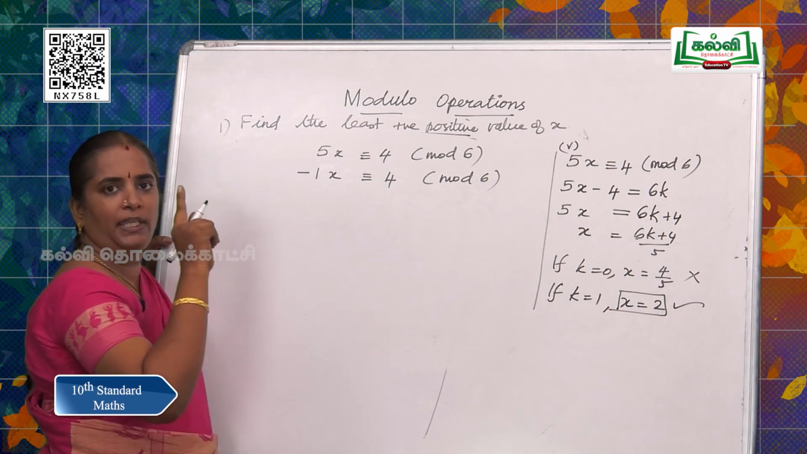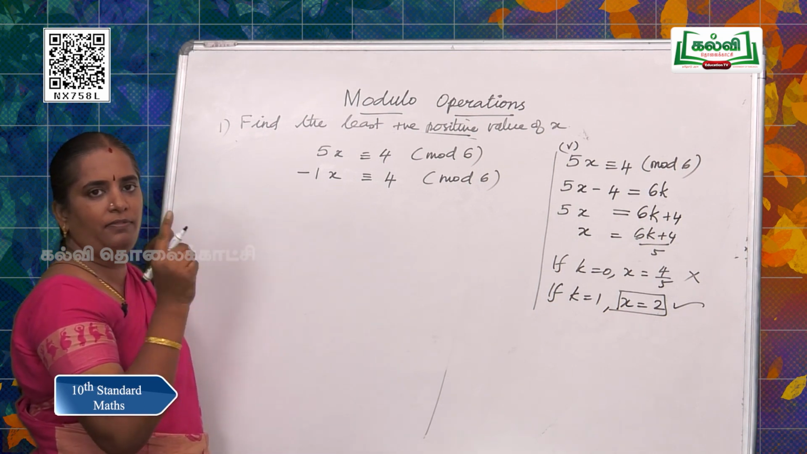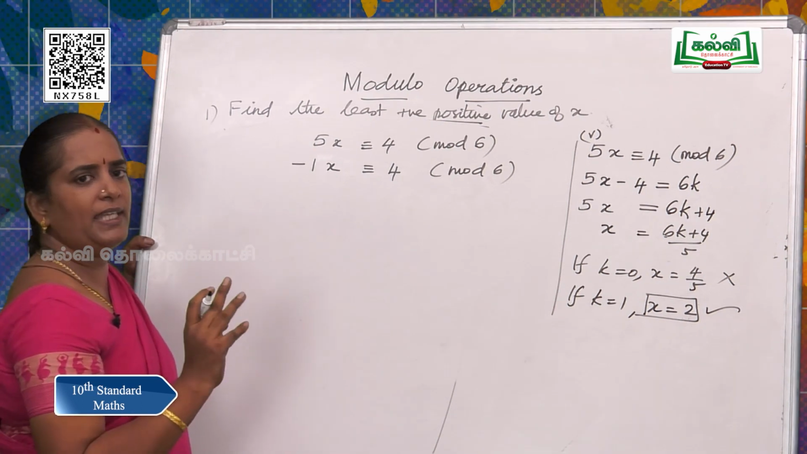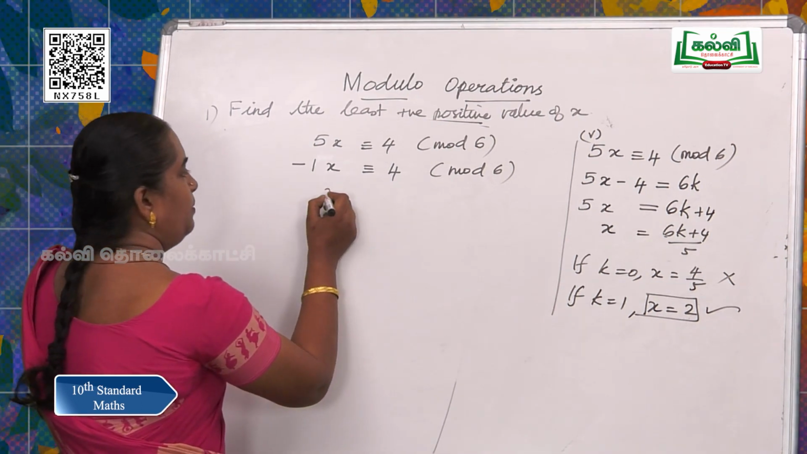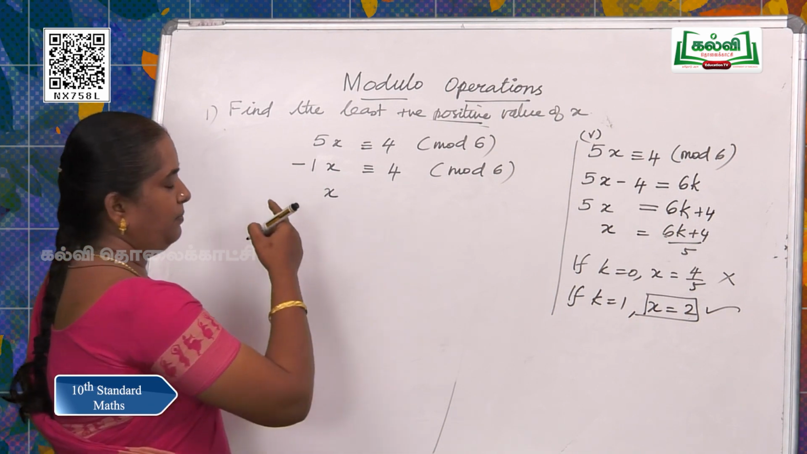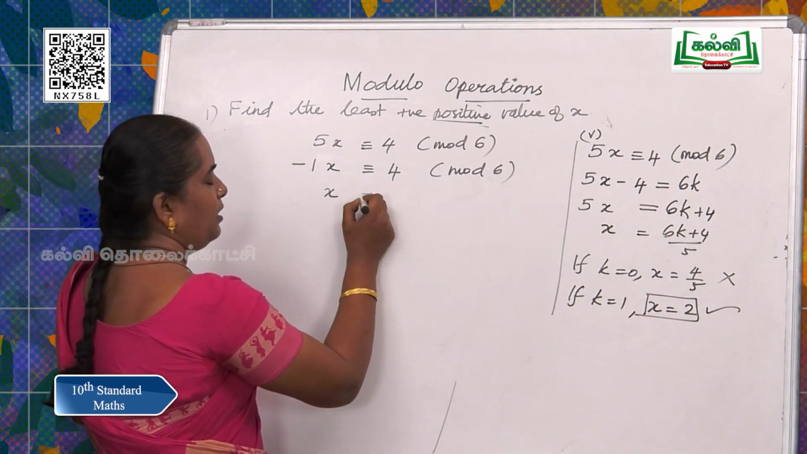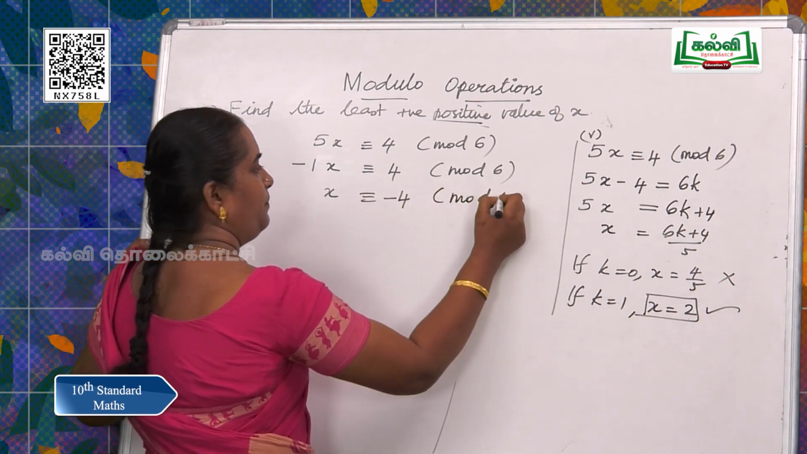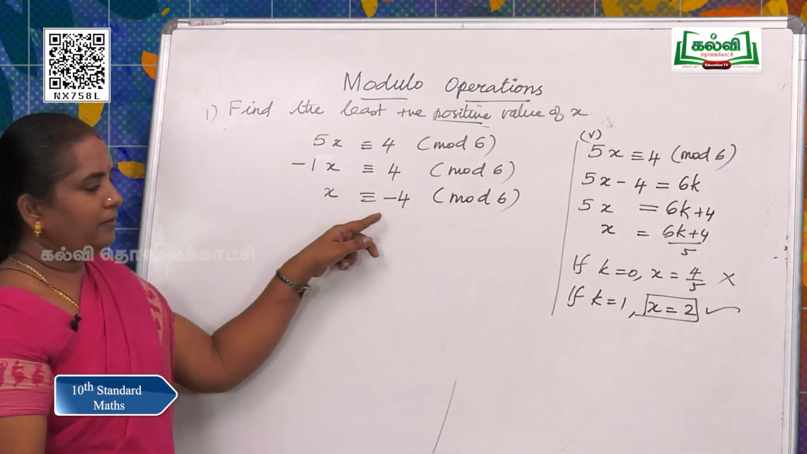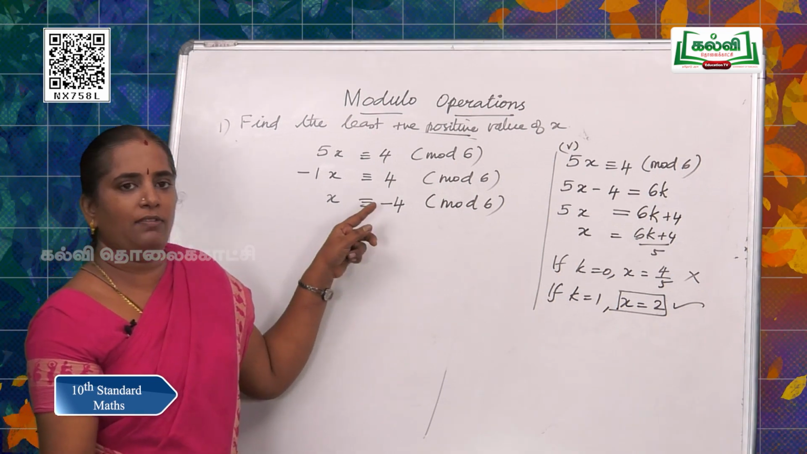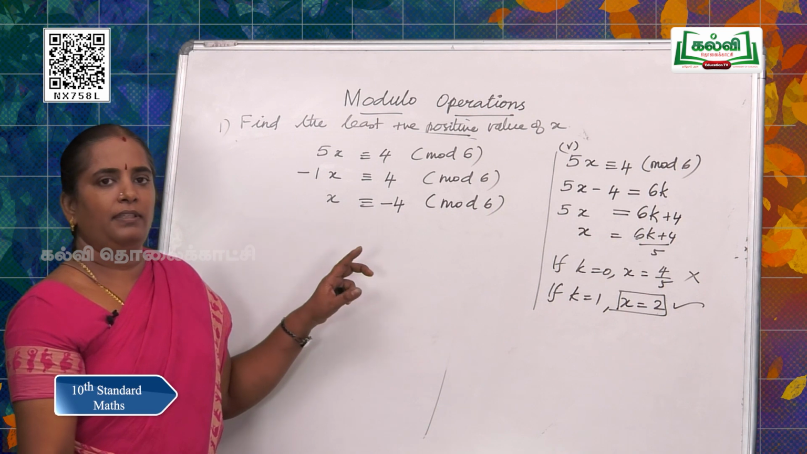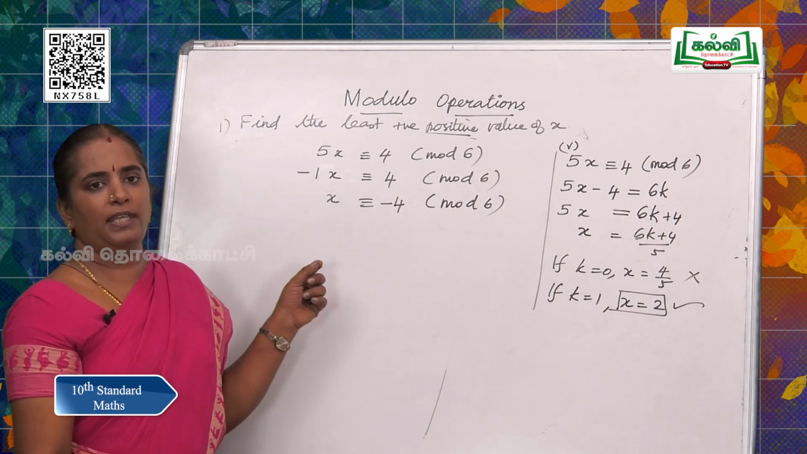We know that multiplying both sides by a number will not change the congruence. Multiply both sides by minus 1. So minus 1 into 1 plus 1 x is congruent to minus 4 mod 6. Shall we stop here? Is x equal to minus 4? Shall we stop there?